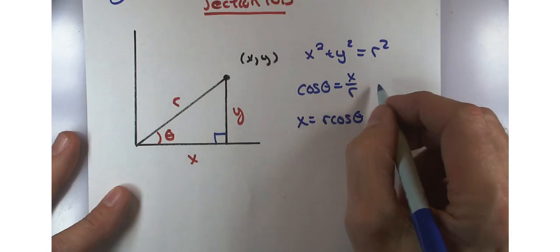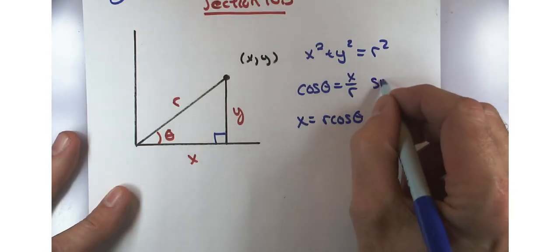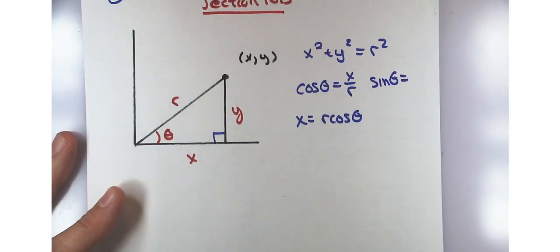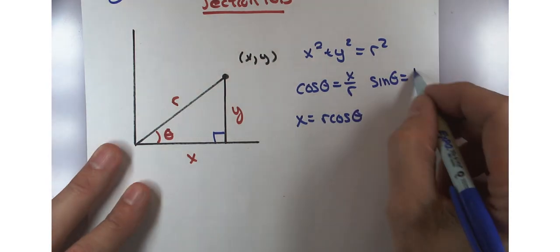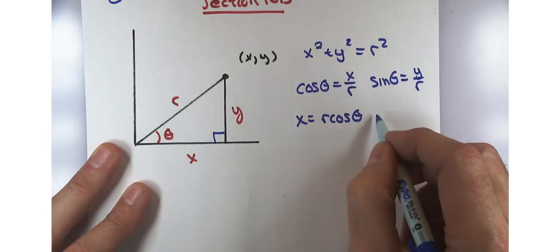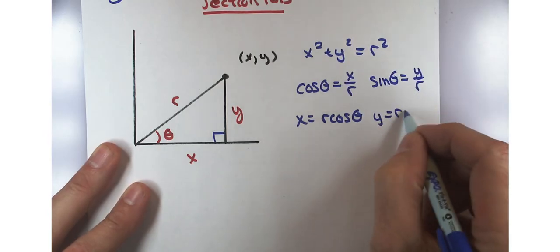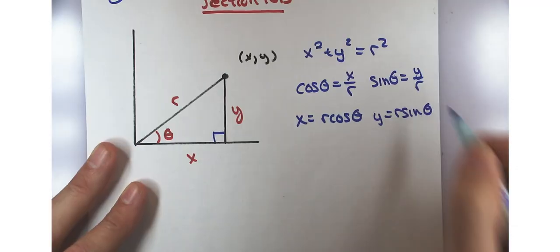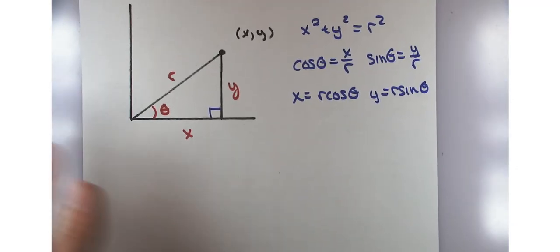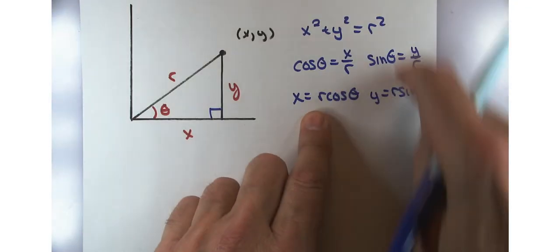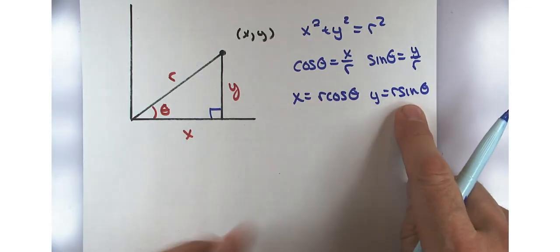Likewise, I can do the same thing with sine of theta. What does sine of theta equal? y over r. And if I solve for y, I get y equals r sine theta. So I've got a couple nice relationships that I can use here. These three are going to be the most common, the most helpful.